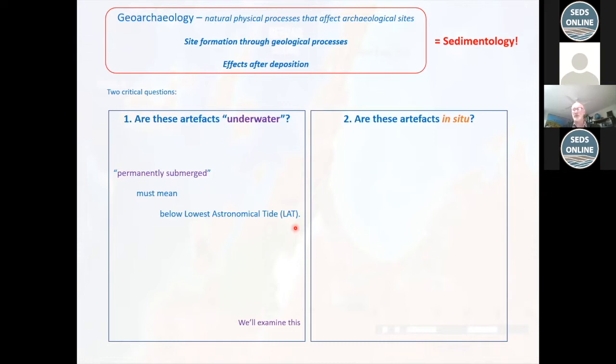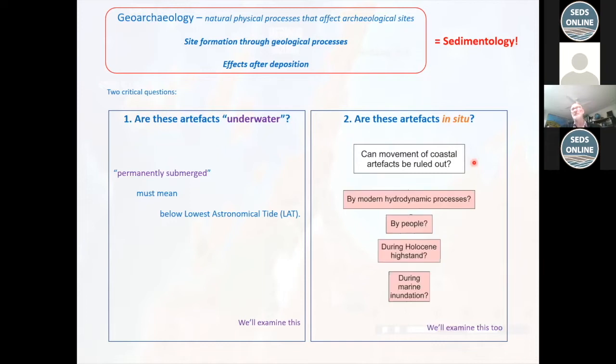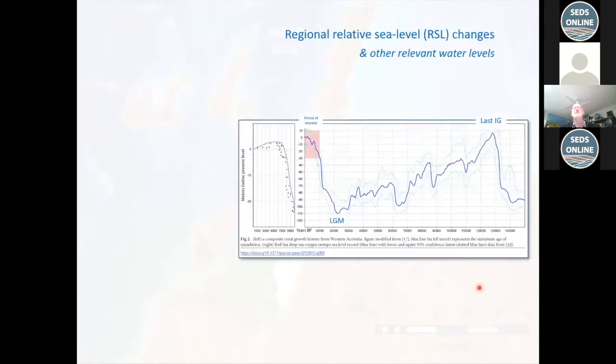And we'll come to a boring definition of in situ later. But clearly, the key question here is, can movement of coastal artifacts actually be ruled out? There are four sub-questions there, which I'll describe later, but pretty much modern hydrodynamic processes, movement by humans at any time, during the Holocene high stand, which there is in this region, or during the processes of marine inundation. So we'll examine that question too. So, are these artifacts in the water, and are they in situ?